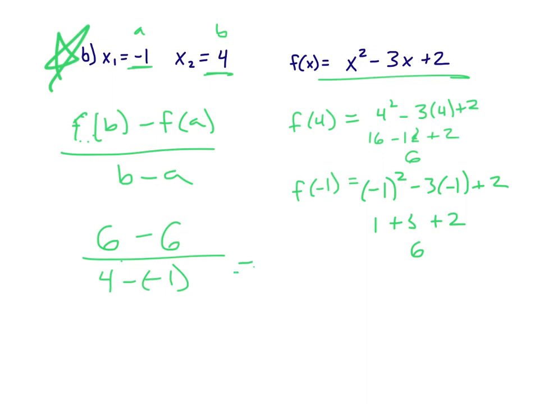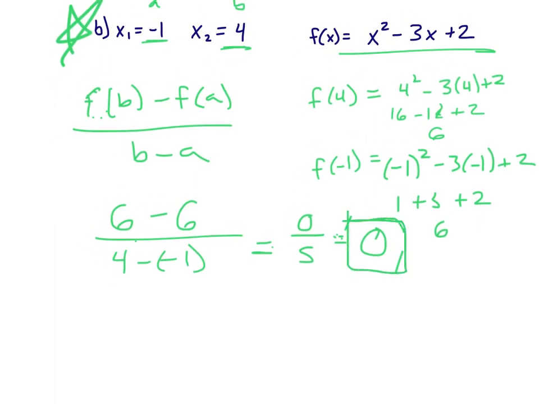So then we just solve. 6 minus 6 is 0. 4 plus 1 is 5. Since we have a 0 on top, our average rate of change is 0. So our answer here is just 0.